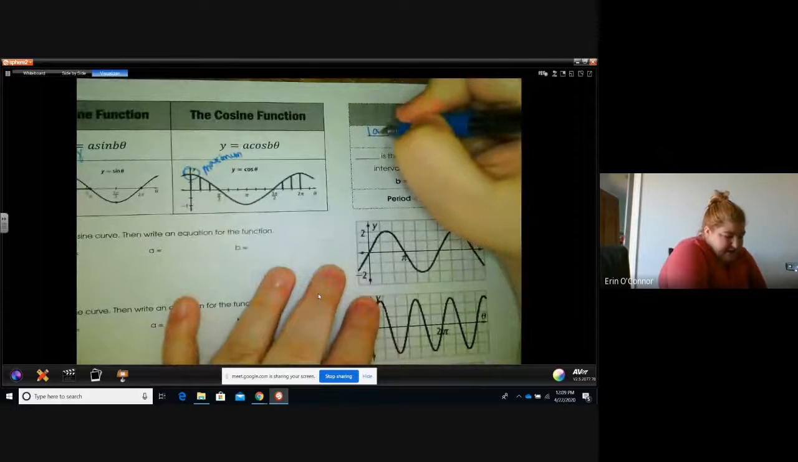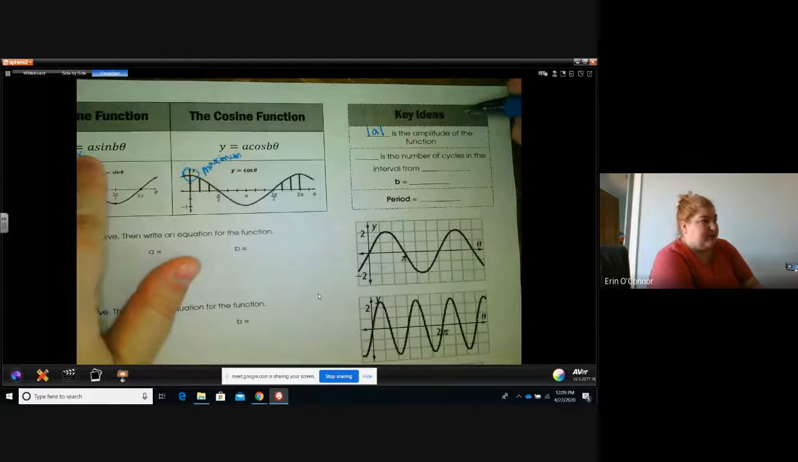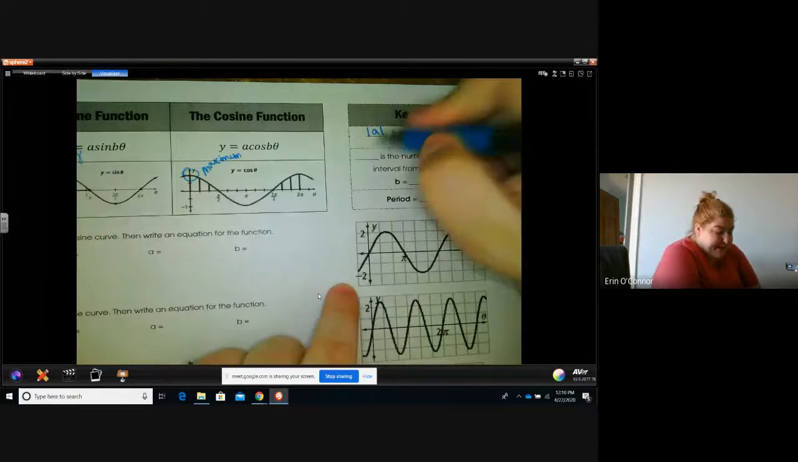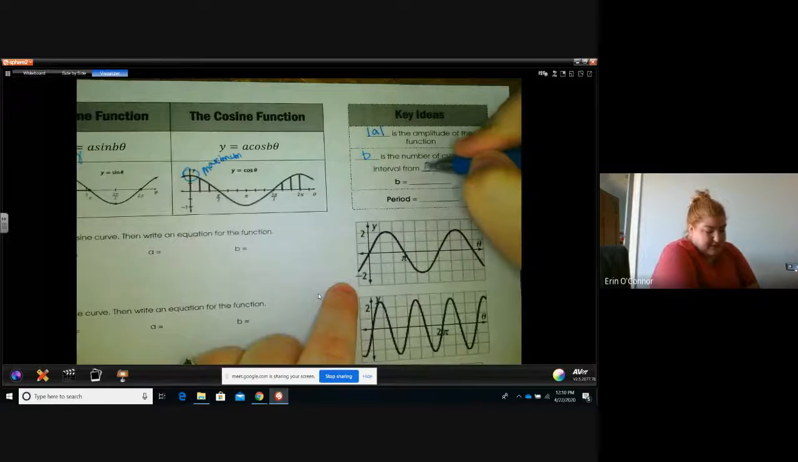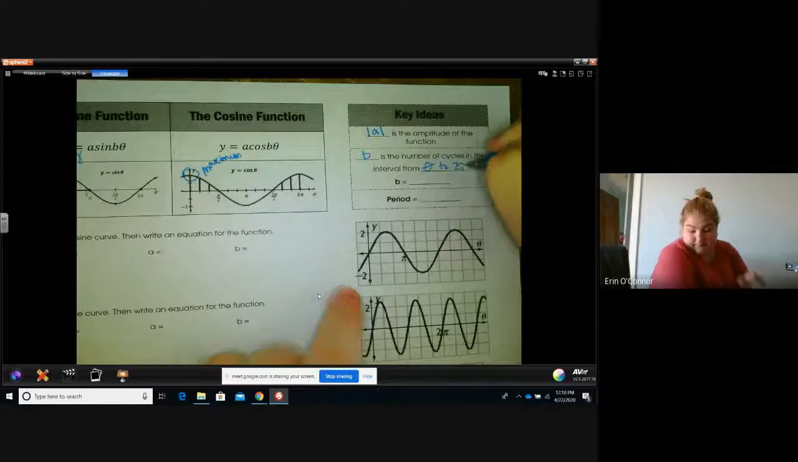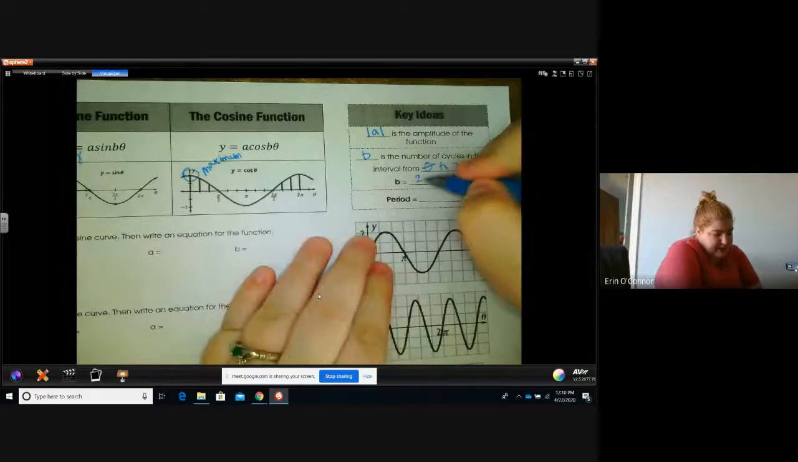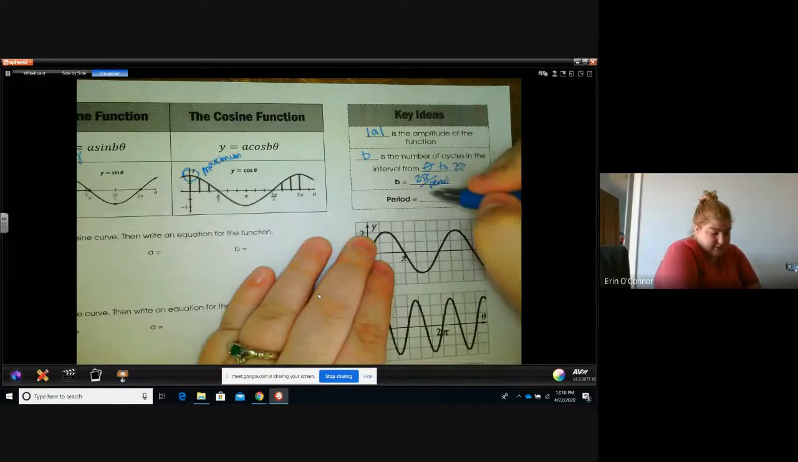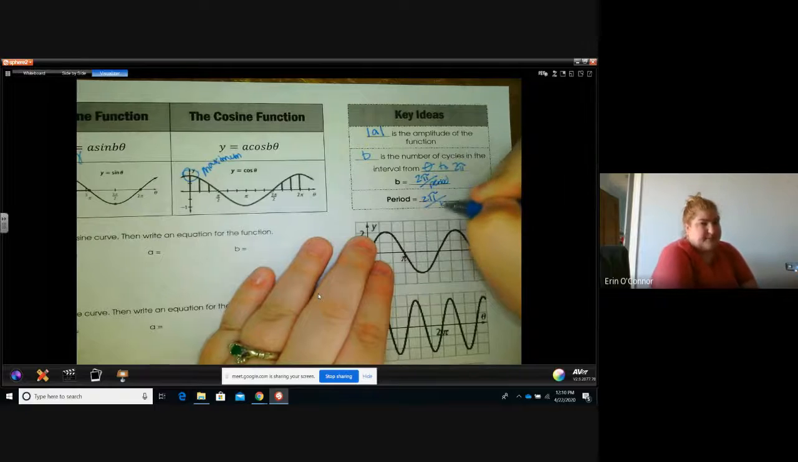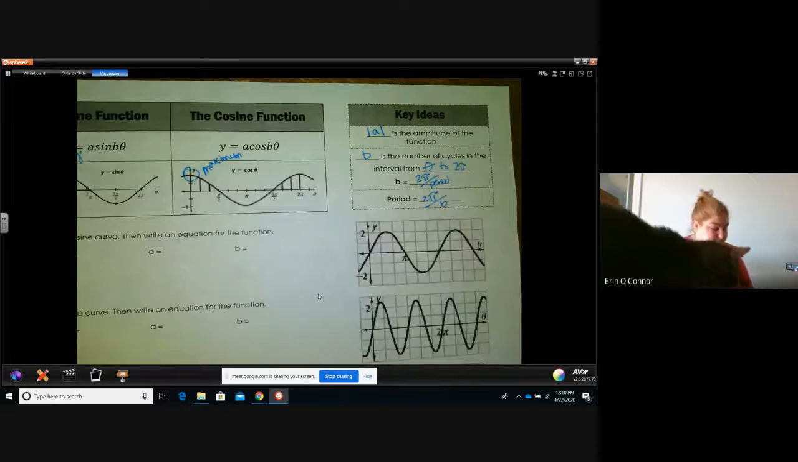The absolute value of A is the amplitude of the function. So see that number in front? That's the amplitude of the function. B is the number of cycles in the interval from 0 to 2 pi, which means B is equal to 2 pi divided by the period, or the period, this is what's going to really help us, is equal to 2 pi divided by B. So we're able to find the period by using B.